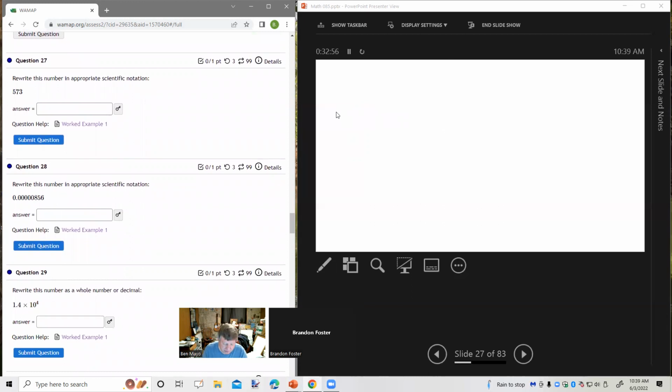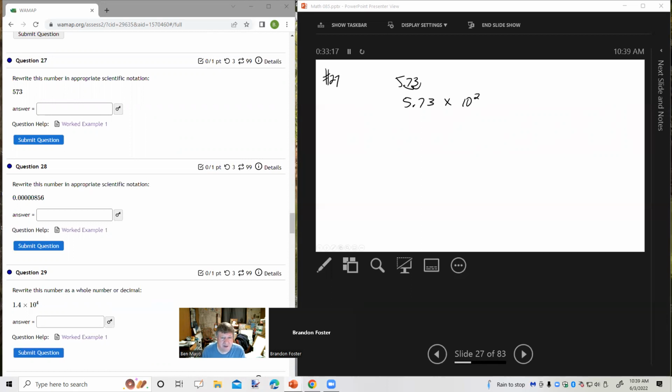All right, scientific notation. Number 27, rewrite this number in appropriate scientific notation. So 573 would be 5.73 times 10 to the 2nd power.